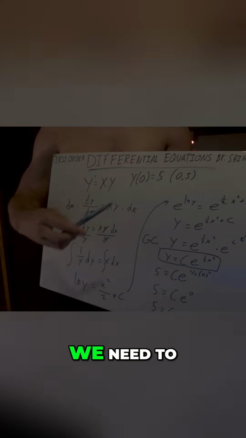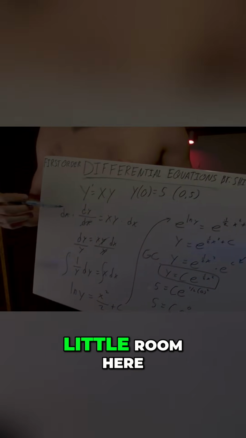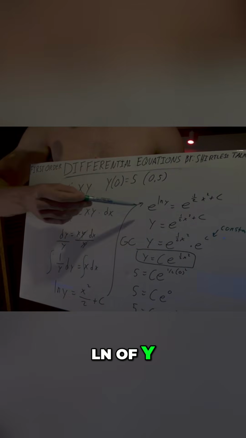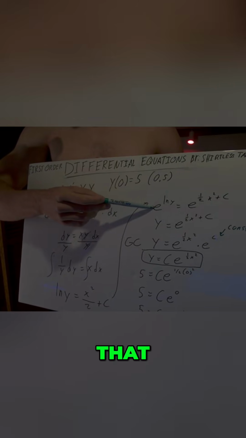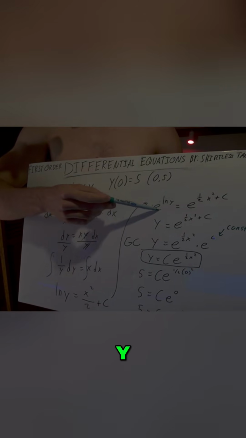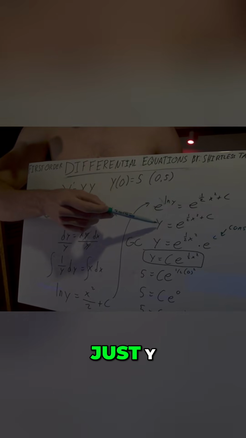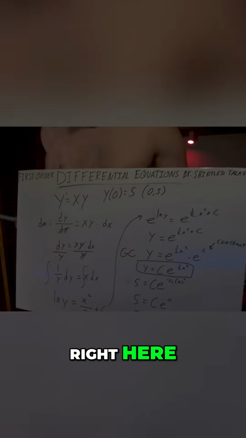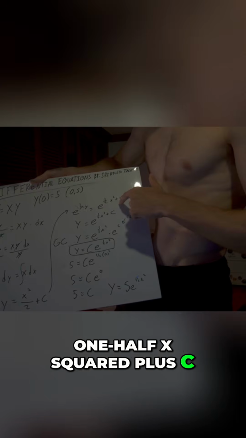Now, we need to move up to here, running out of a little room here. We take these antiderivatives, ln of y, we need to raise it to the power of e, because we want to isolate y, and we know that e to the power of ln y, these things cancel, and we're left with just y. But we have to raise e to both sides. So once we get right here, let's move the board over here. Right here, y equals e to the 1/2 x squared plus c.